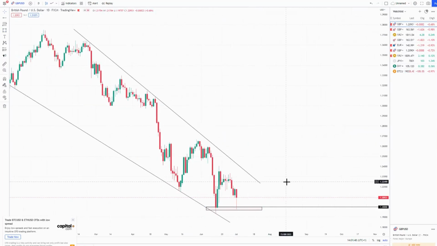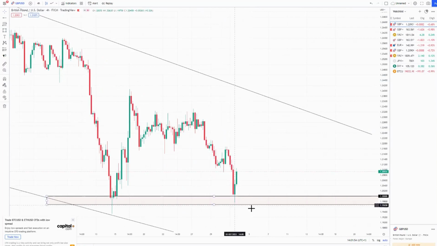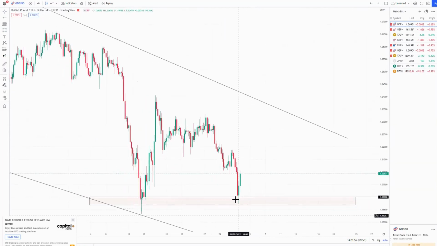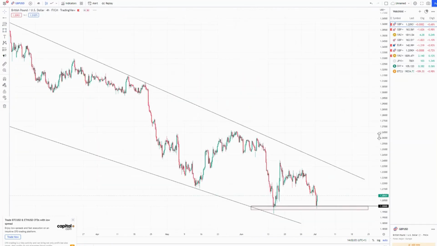So let's go to the 4-hour time frame. We can still mark some trend inside this trending market. We had a bounce off from this zone last week. So is a bullish reversal about to happen on GBPUSD?